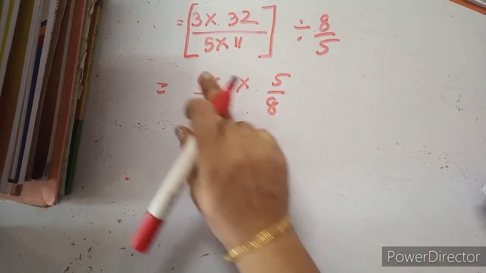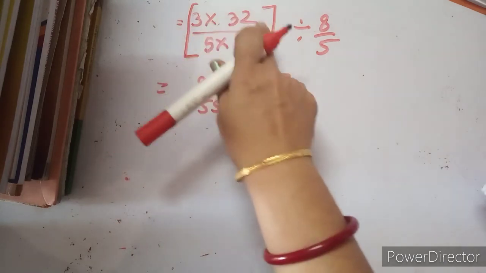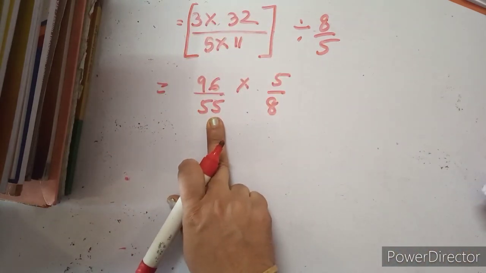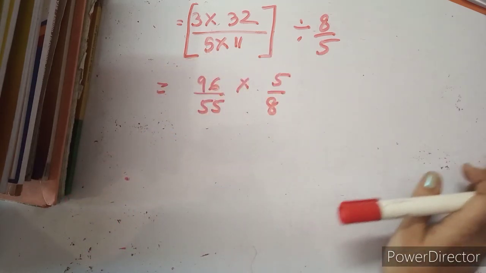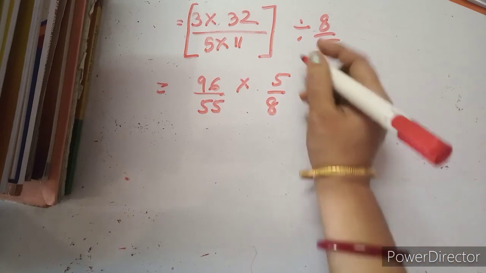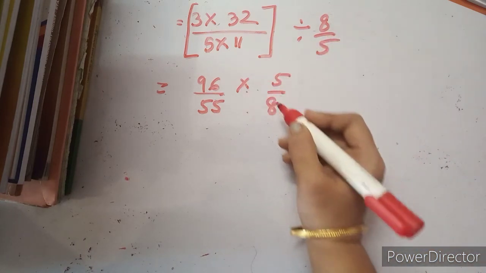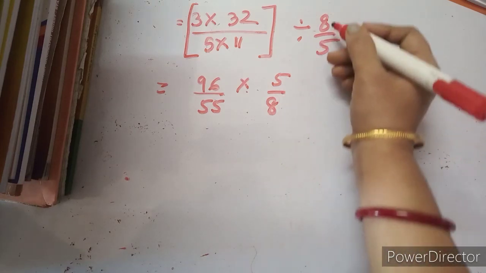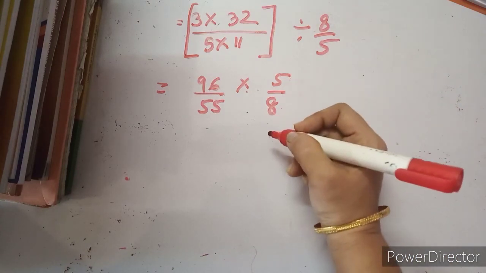Now see, here we have the third bracket and I have calculated the product and I have removed the bracket. आप देख पा रहे हो कि ये ब्रैकेट भी मैंने हटा दिया है. Then what I did is I have changed this division sign into multiplication sign and I have taken the reciprocal of the number. So यहाँ पे 8/5 था, reciprocal क्या हो जाएगा 5/8.